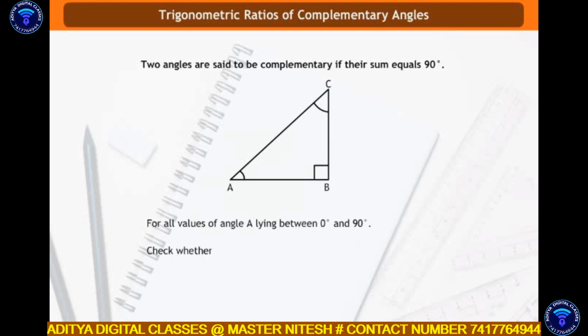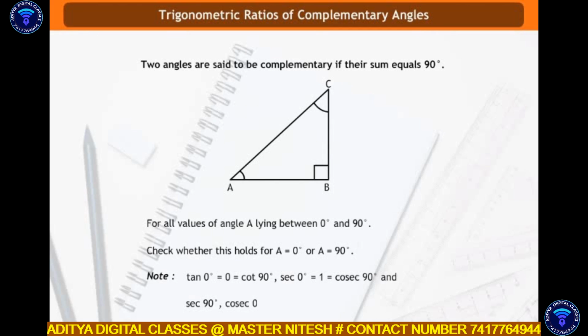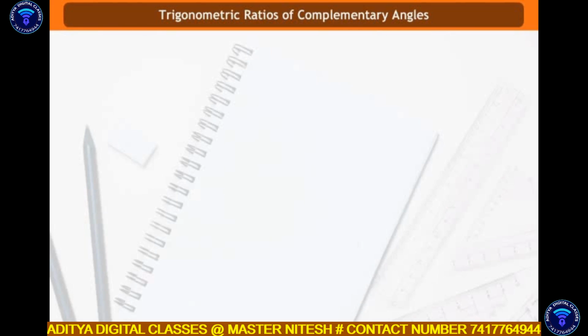Let us check whether this holds for A is equal to 0 degree or 90 degree. Note, tan 0 degree is equal to 0 is equal to cot 90 degree. Secant 0 degree is equal to 1 is equal to cosecant 90 degree. And secant 90 degree, cosecant 0 degree, tan 90 degree and cot 0 degree are not defined.